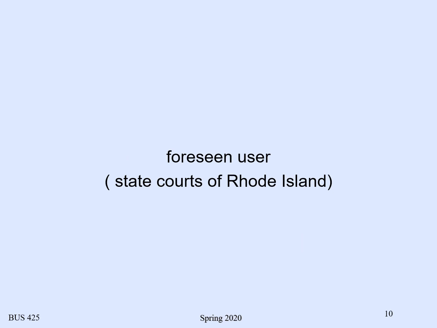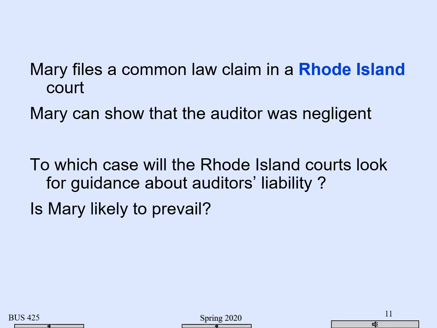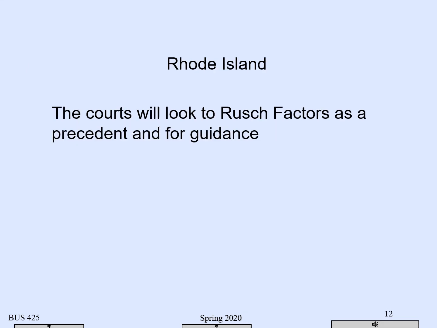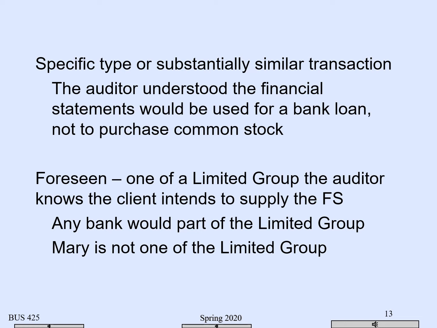We're in Rhode Island, the state courts of Rhode Island. Mary files a common law claim. She can show the auditor was negligent. In Rhode Island, the courts will look to Restatement of Torts, Section 552 as a precedent and for guidance. Now, for foreseen, I'm going to use the material related to the Second Restatement of Torts. It's easier for me to understand. Again, there's two pieces, the type of transaction and the party relying on it.